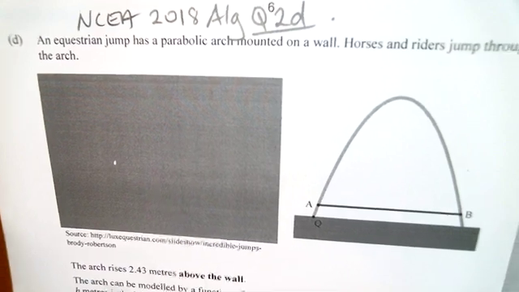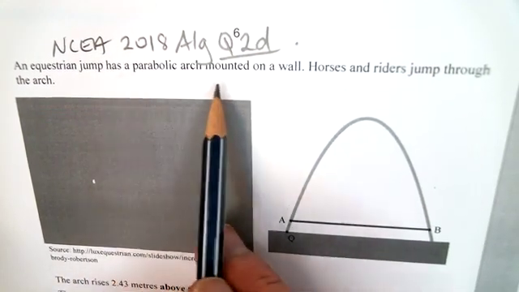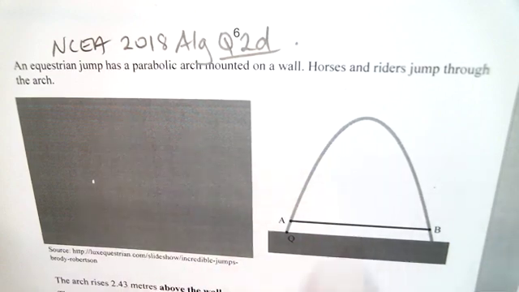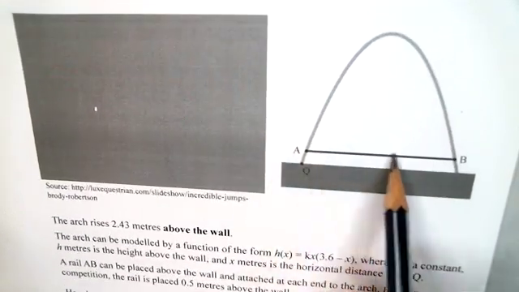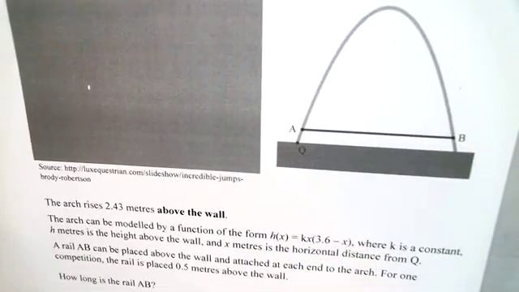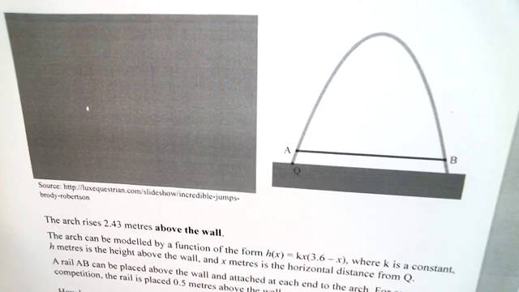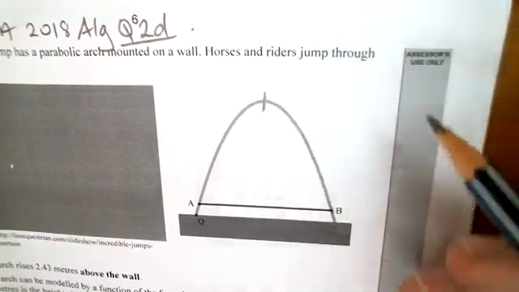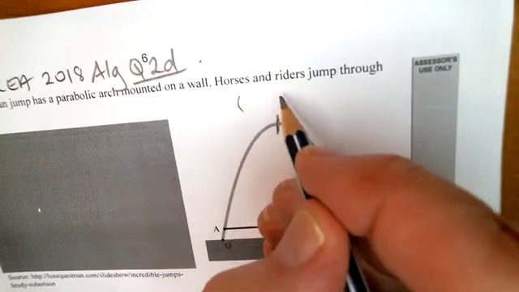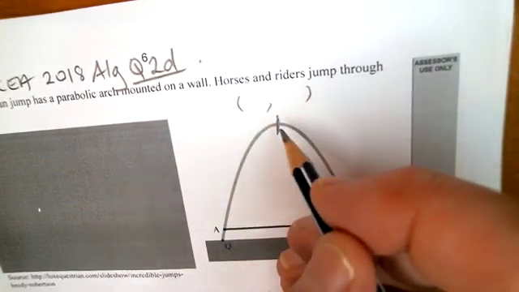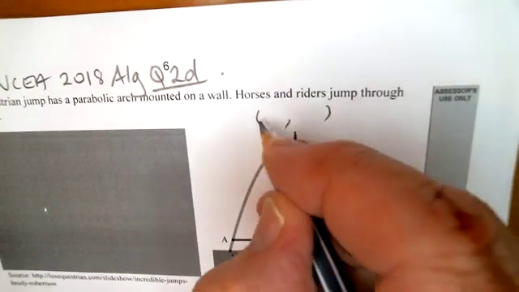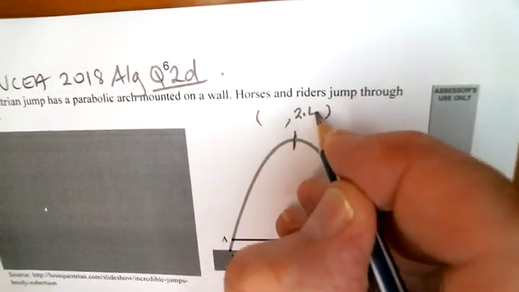It says an equestrian jump has a parabolic arch mounted on the wall. Horses and riders jump through the arch. They jump through this bit here and presumably over this bar here. The arch rises to 2.43 meters above the wall. So let's start filling in this here. We know that this rises as high as, and then it's got an x value and a y value, and the y value we're told is 2.43 meters. So x comma y, 2.43.